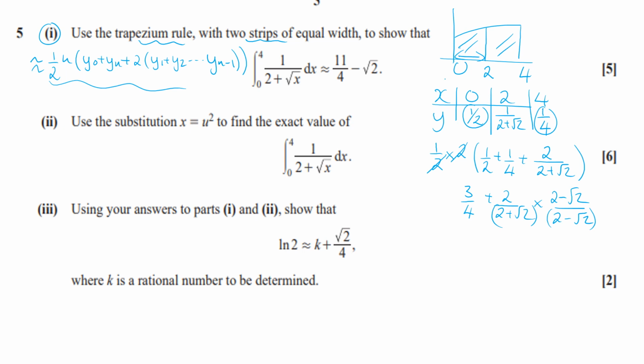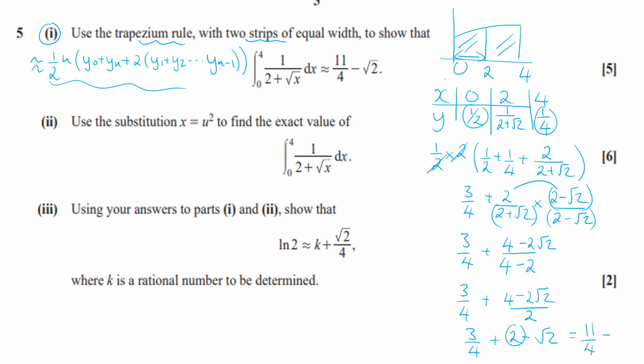Now I like to do my denominators first, so that's 3/4 plus 2 times 2 is 4, and then it'll be minus 2, and then on the top it's going to be 4 minus 2 root 2, so that's 3/4 plus 4 minus 2 root 2 all over 2, cancelling that 2 into the top, 3/4 plus 2 minus root 2, and then this 2 into quarters is 8/4 plus the 3, that's going to give us 11/4 minus root 2. Now part 2 I did in the video earlier.